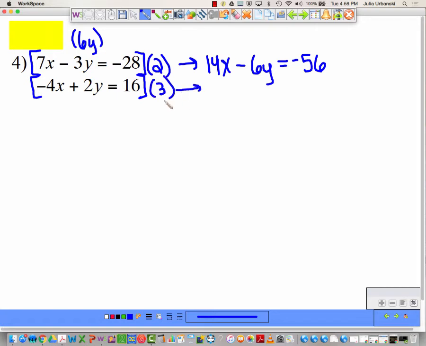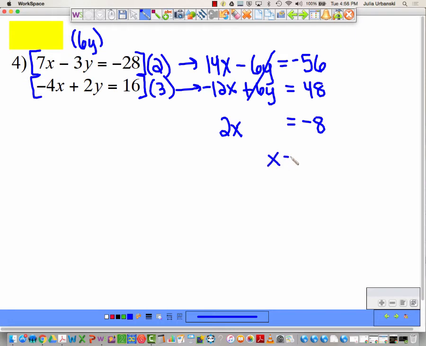So we end up with 3 times a negative 4 makes negative 12x. And then 3 times 2y makes positive 6y. And then 16 times 3 makes 48. So you can notice that the 6y and the negative 6y can cancel. 14 minus 12 makes 2x. Negative 56 plus 48, and I get negative 8. So x equals negative 4.